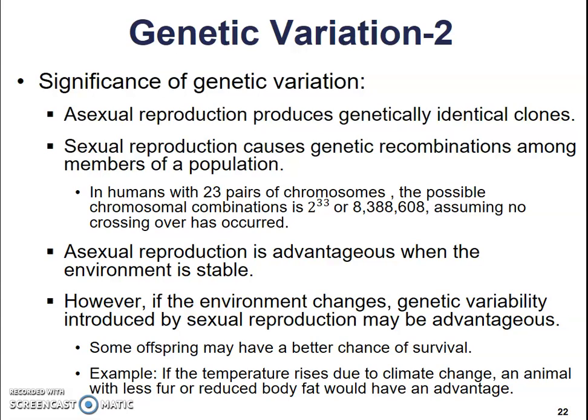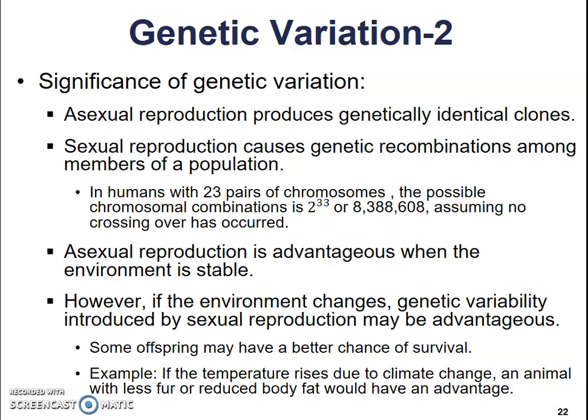The significance of genetic variation. Asexual reproduction produces genetically identical clones, so they have the exact same DNA. Sexual reproduction causes genetic recombination among members of a population. In humans with 23 pairs of chromosomes, the possible combinations are 2 to the 23rd power, assuming that no crossing over has occurred. That's just with getting a chromosome set from mom and a chromosome set from dad.